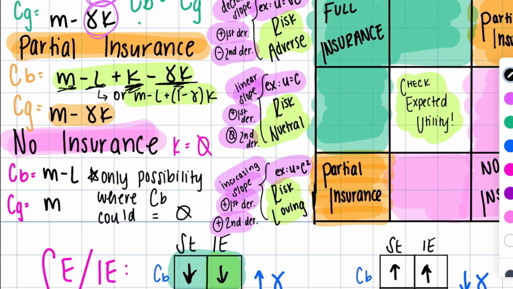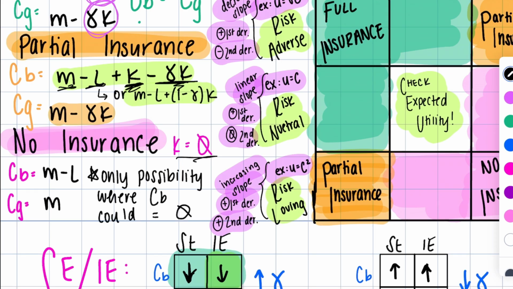Then under no insurance, our K equals 0. There's no such thing as K. We didn't pay for insurance. So we see that there's no K involved in our CB or our CG. Under the good state, we get all our income. There was no loss. We just get to keep all our money and we didn't spend any money on insurance. But then under the bad state, we'd have our income, but we lose whatever that loss would be.